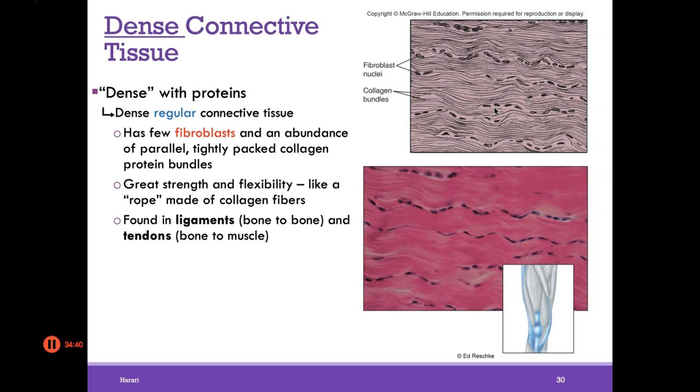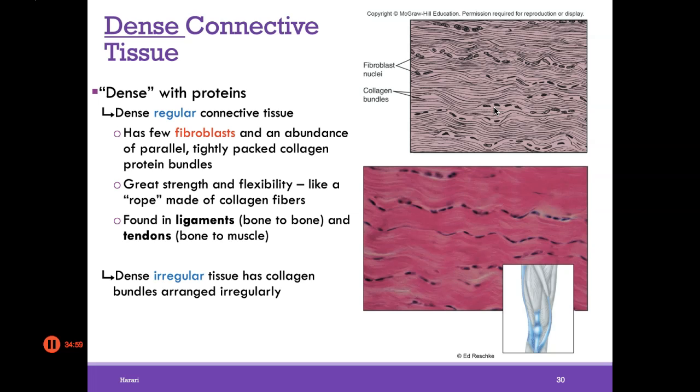So again, we see dense regular connective tissue in ligaments, which connect bone to bone, and tendons, which connect bone to muscle. So we need a lot of strength here. We need flexibility. So that's where we need dense, regular connective tissue.